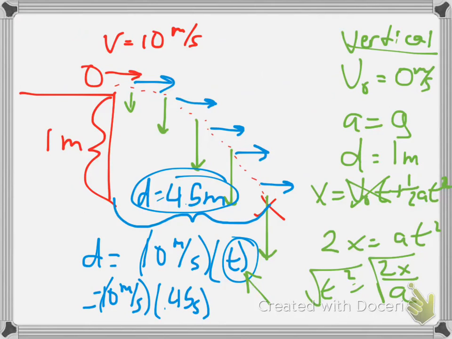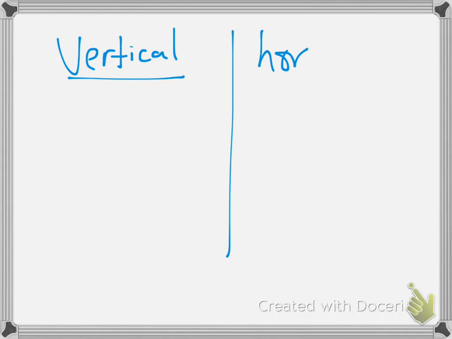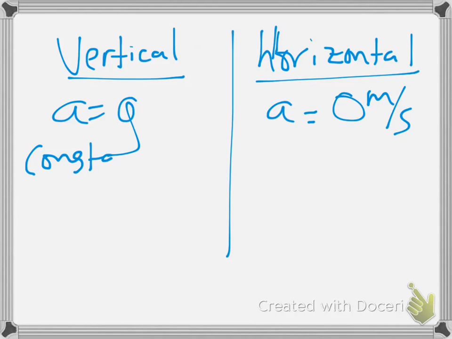Okay, so the bottom line is that when we're dealing with vertical and horizontal, there are certain things that we have to keep separate. The acceleration here is g. The acceleration on the horizontal is 0. There is no acceleration in the horizontal direction. So we have constant velocity.